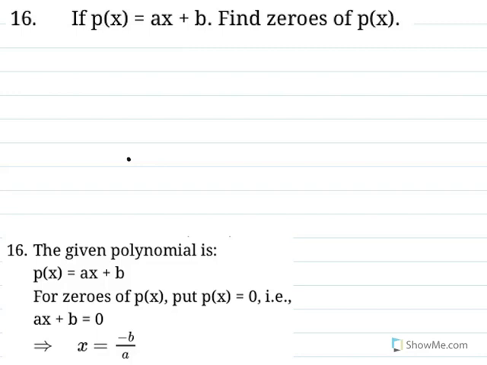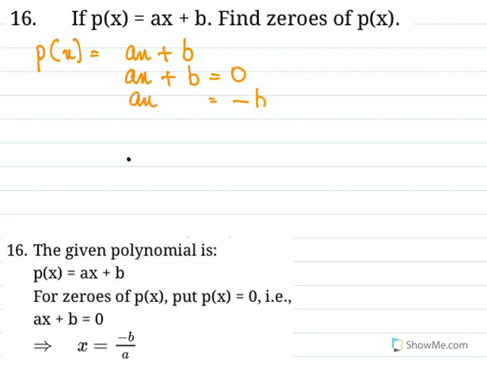If p of x equals ax plus b, find the zeros. Now the polynomial here is p of x, which is ax plus b. To find the zeros, I have to equate it to 0. So ax plus b equals 0. So ax will be minus b. I take the b to the other side, and x will be minus b by a. So the zero of the polynomial is minus b by a.